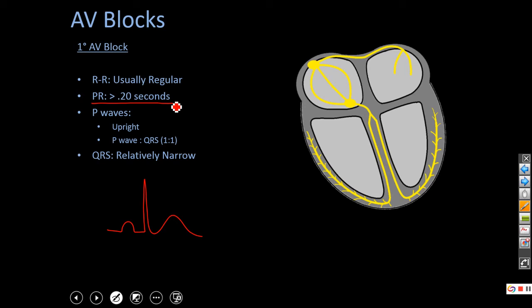So maybe this was your patient's PR measurement. Maybe it was 0.15 at the beginning of your shift, and now it's longer. So now maybe it's 0.25, something like that. So that's considered longer than expected, and that would be labeled a first degree AV block.